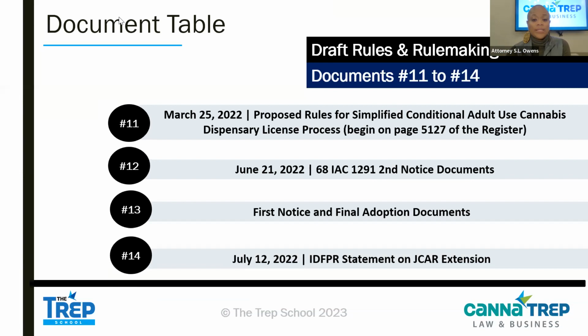And then there was an extension during the rulemaking process, and that's what this document is, where JCAR, the state agency that regulates agencies that make rules, had to grant an extension process for IDFPR.